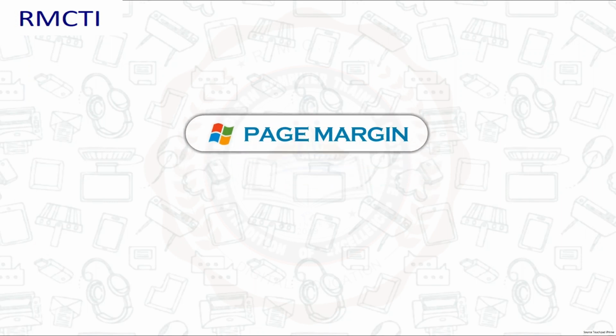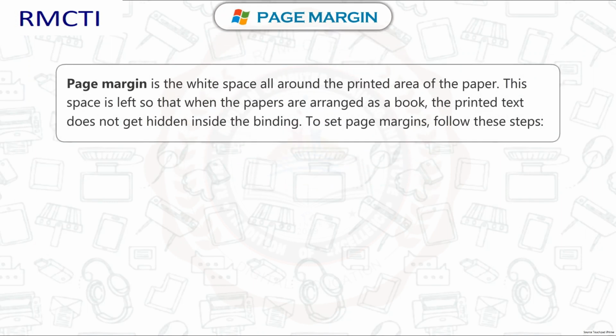Page margin. Page margin is the white space all around the printed area of the paper. This space is left so that when the papers are arranged as a book, the printed text does not get hidden inside the binding. To set page margins, follow these steps.